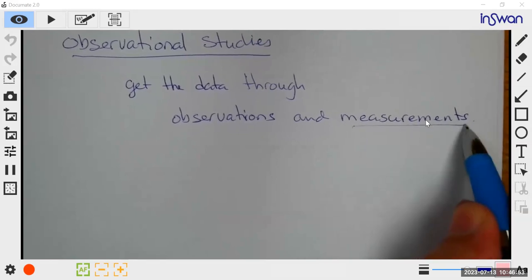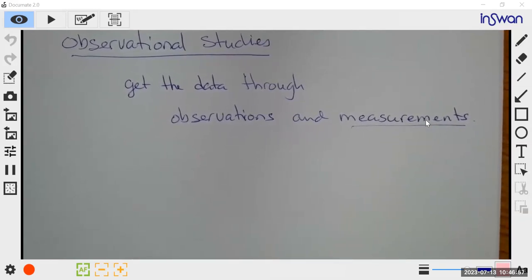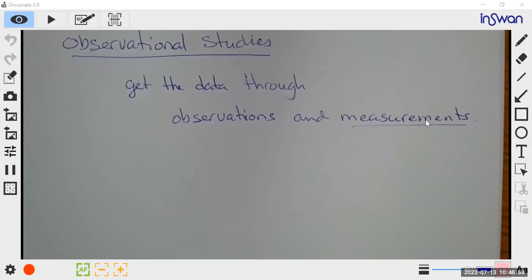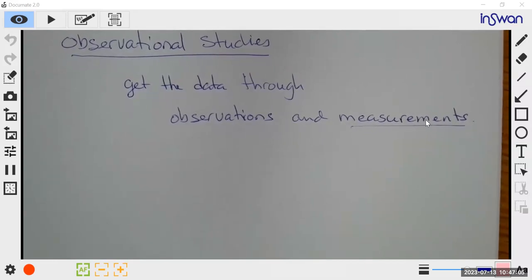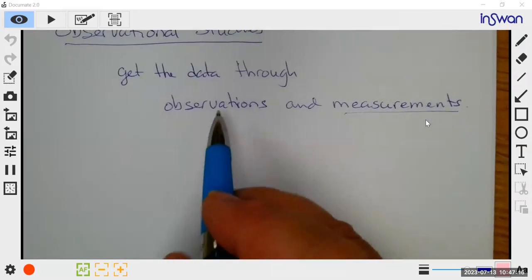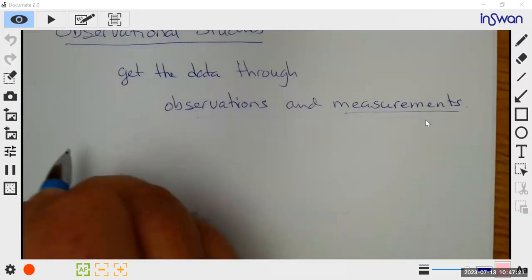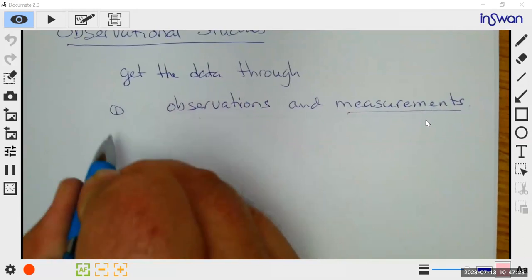Why are measurements inside this? When you take measurements, height, weight, anything like that, are you really affecting the person? No. I haven't given them anything. I haven't inconvenienced them in any way, shape, manner, or form. I just measure them. So an observation is done, or a measurement is done. From there, that's part one.